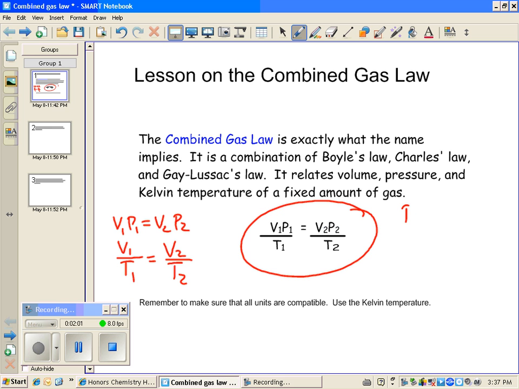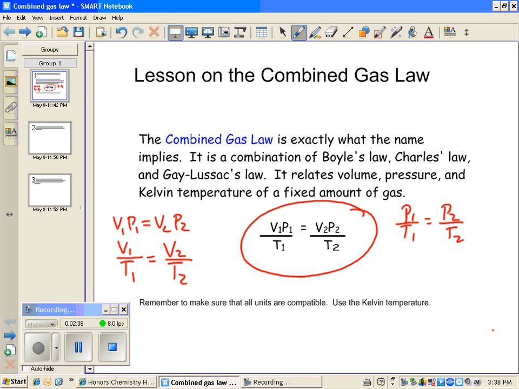Also, Gay-Lussac's law was P1 over T1 equals P2 over T2. If I were to get rid of volume, now I have P1 over T1 equals P2 over T2, which is Gay-Lussac's law. So basically, if you know the combined gas law, then you should know the other three laws that we've talked about so far.